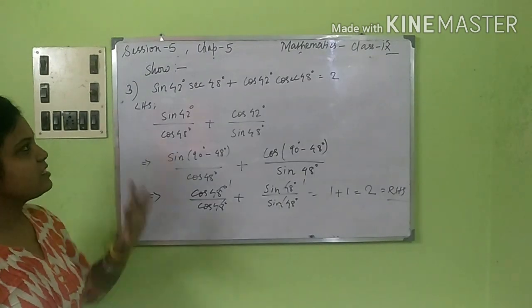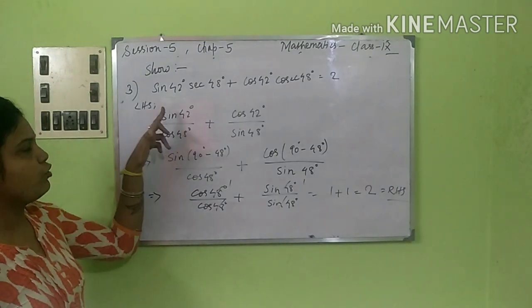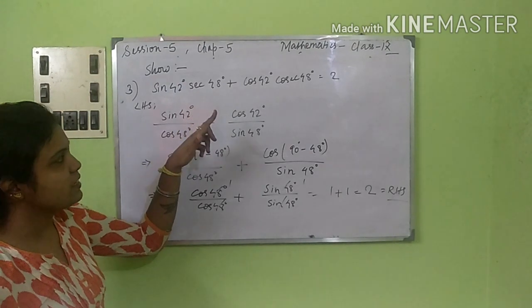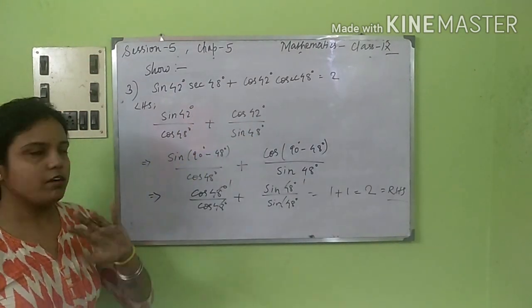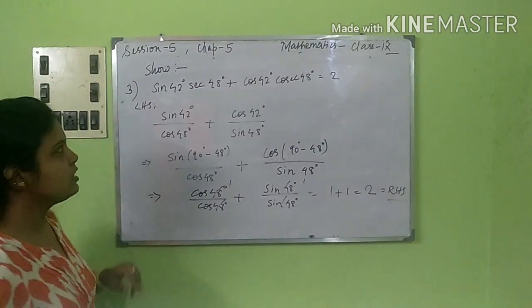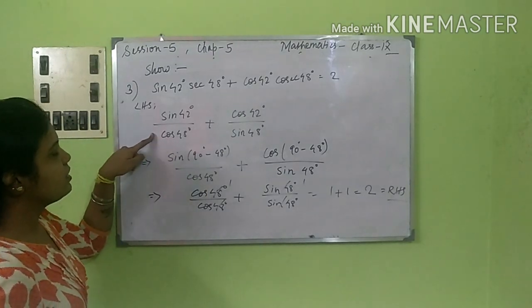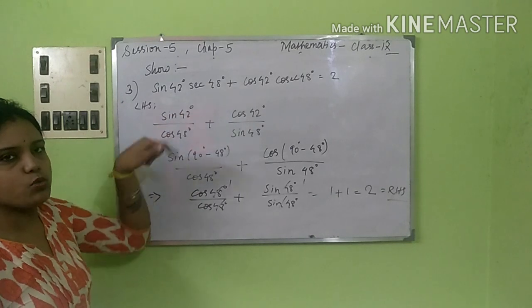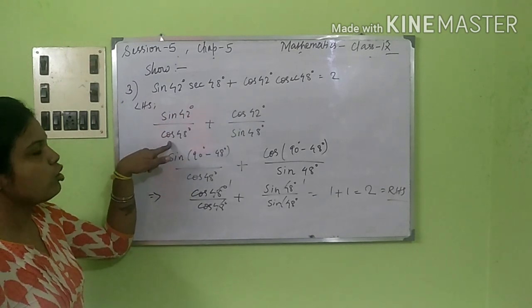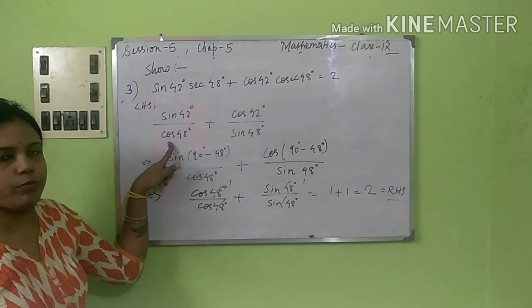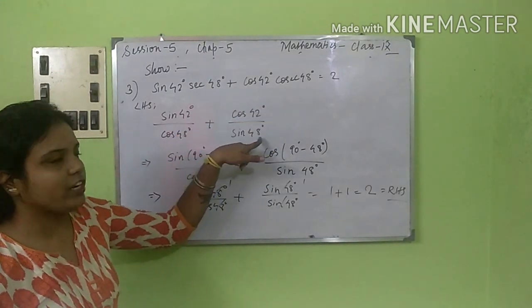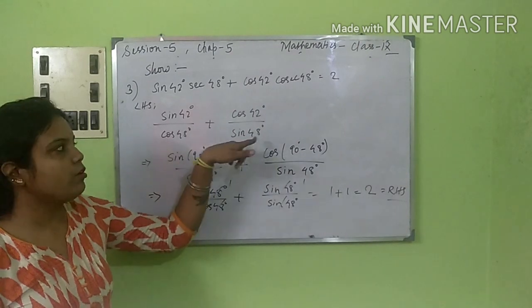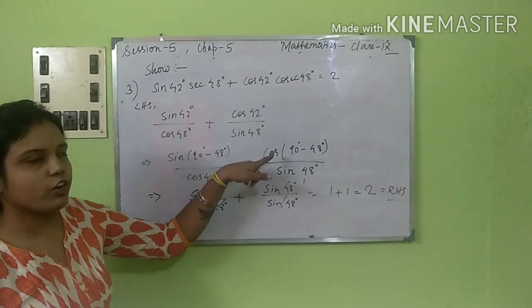Now coming to the next example, show that sin 42 degree sec 48 degree plus cos 42 degree cosec 48 degree equals 2. Now as usual, let's take the left hand side. So we have sin 42 degree, and obviously you know sec 48 is the reciprocal of cos 48 degree, so I've just brought it in the denominator, plus cos 42 degree divided by sin 48 degree, because cosec's reciprocal is sin. So obviously sin 48 degree.